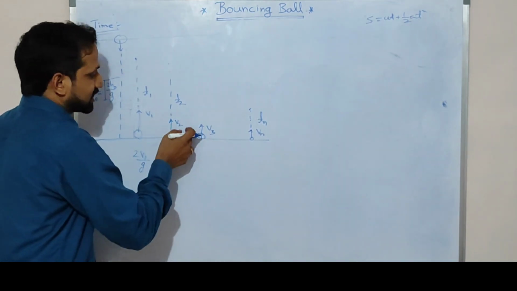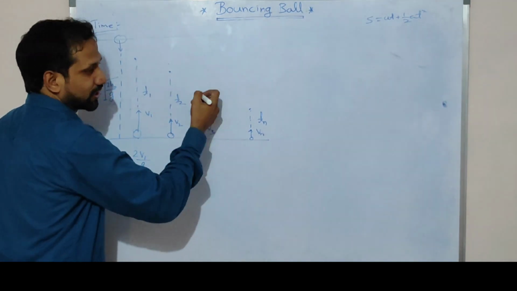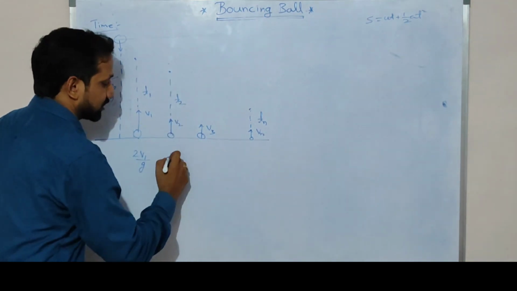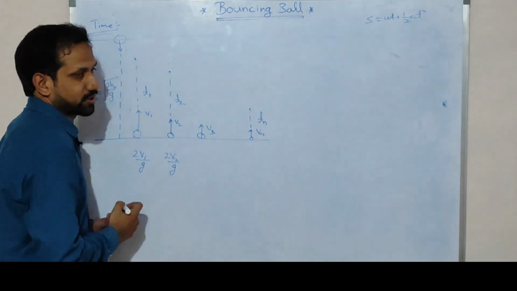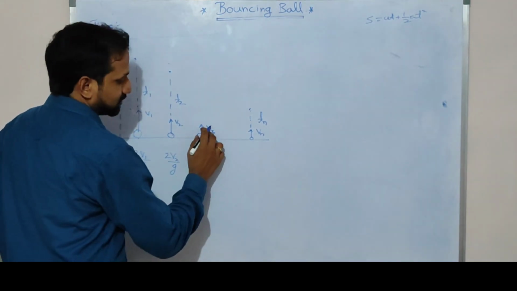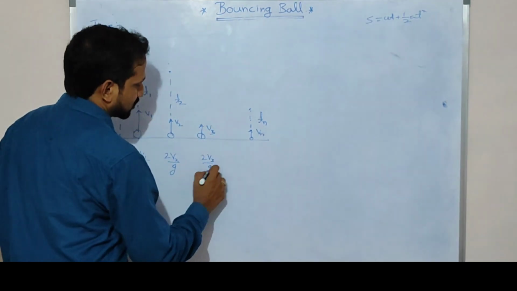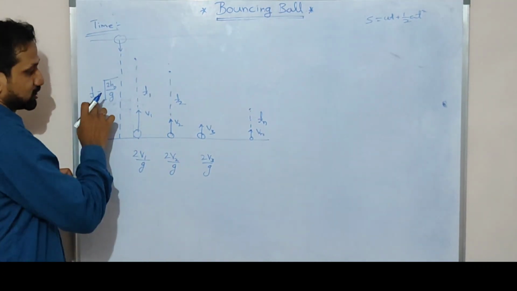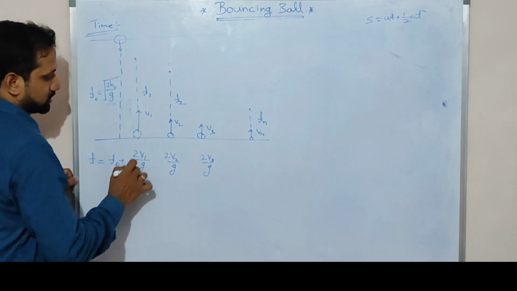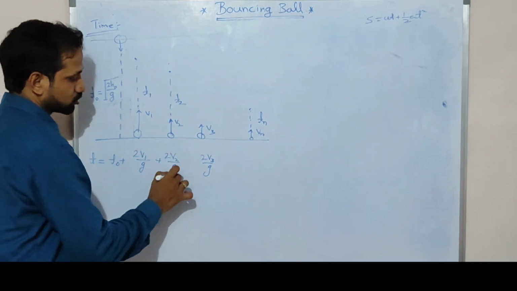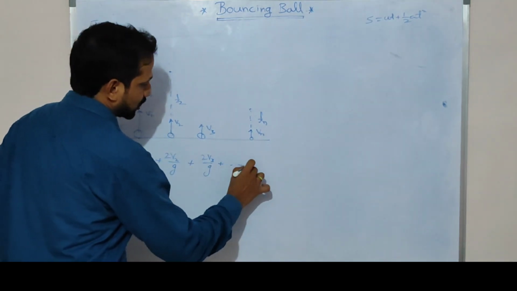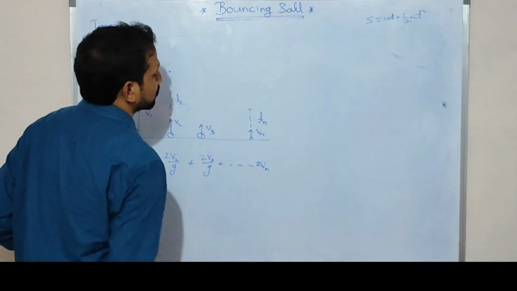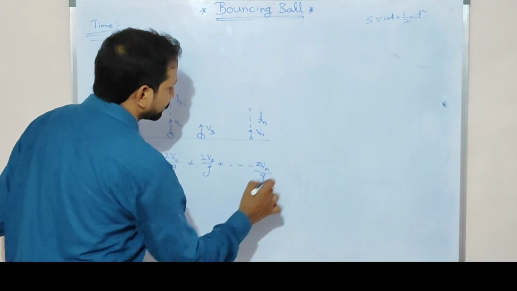Next, after the second impact, the time taken to go to the h2 height is v2 by g, and again from h2 to the ground it will take one more v2 by g, that is 2 times v2 by g. Similarly for this case also 2 times v3 by g, and so on. So the total time t equals t naught plus 2v1 by g plus 2v2 by g plus 2v3 by g, and so on. The last one is vn, that is 2 times vn by g.